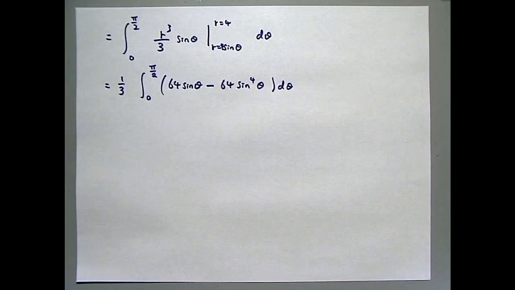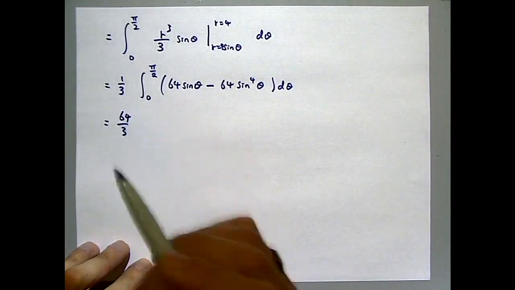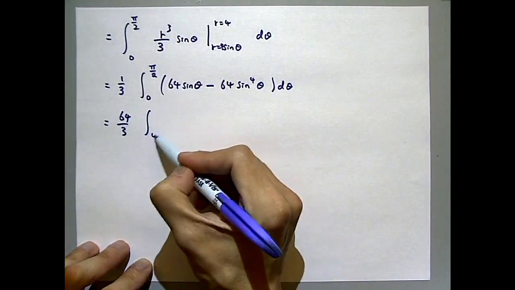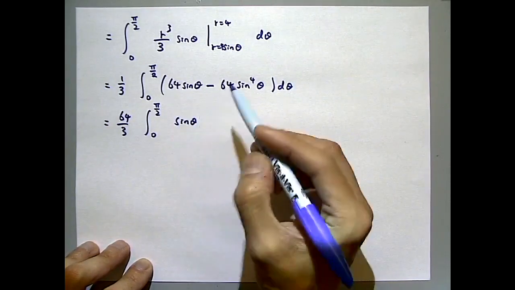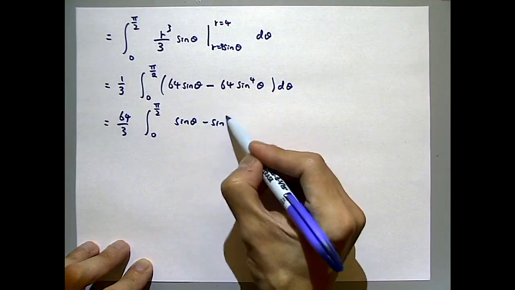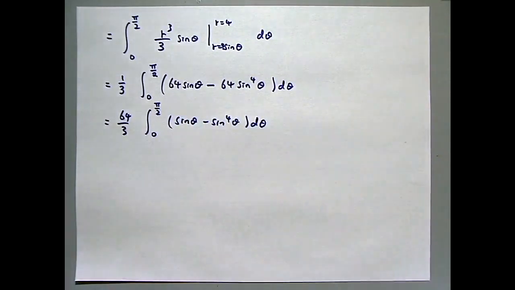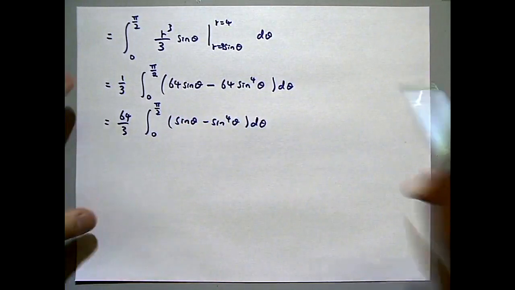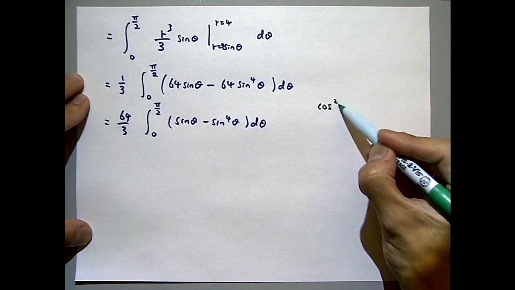Okay, any idea what to do from here? Okay, we can take out 64, sure. But that's the easy part, right? Okay, so what do we do next after the easy part? Yep, we got to use a trig identity here. So the identity that you will want to know are these two.